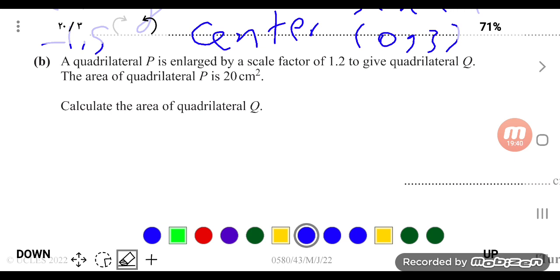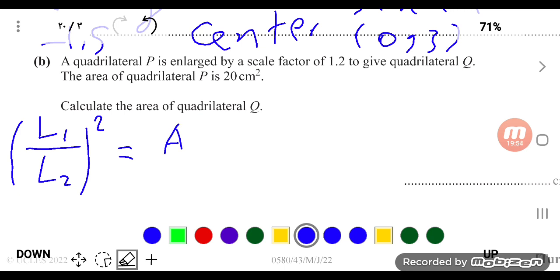And in case you have similarity, when you divide length 1 by length 2 squared, you can say is equal to area 1 by area 2. This rule is very important in case you have similarity, and enlargement here means similarity. When you enlarge something, it makes it similar to the original. Now the scale factor is 1.2, which means if you divide the new over old, you get 1.2. So 1.2 is the scale factor.